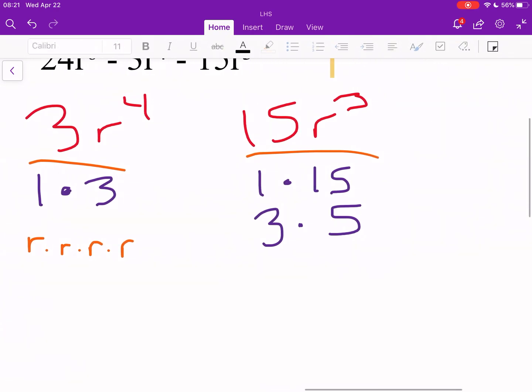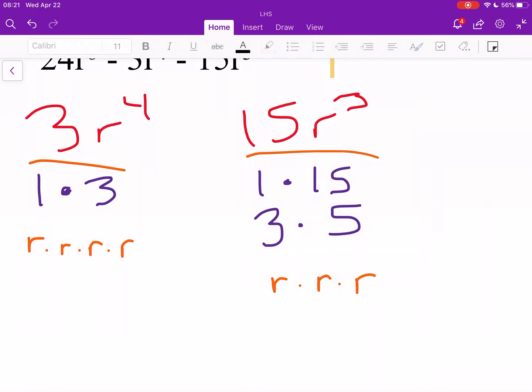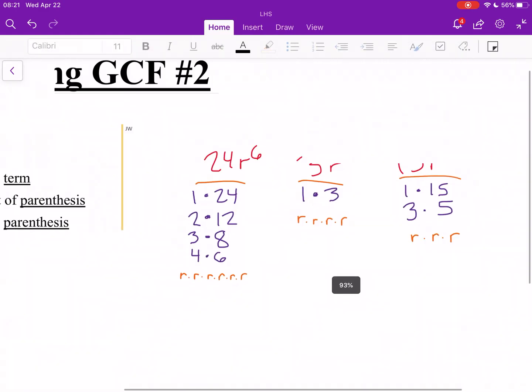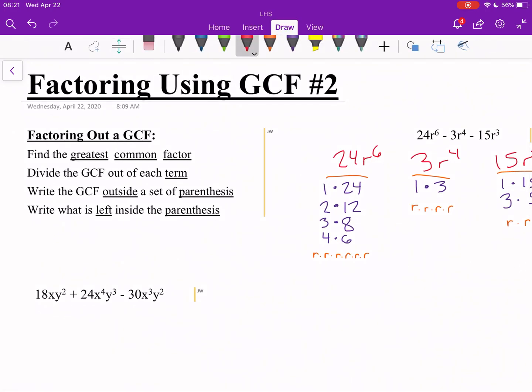And then on my third and final term here, r to the power of 3 means I know I've got 3 of them multiplied together. Okay, so we've listed the factors. We've done that part of greatest common factor. Right, so that guy's done. Now we need to find what's common.